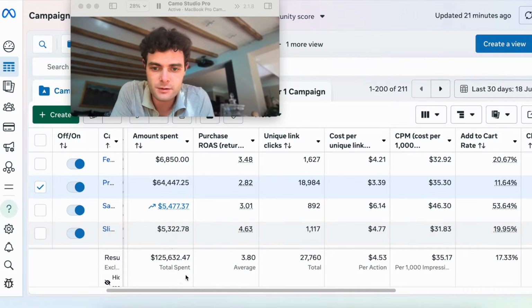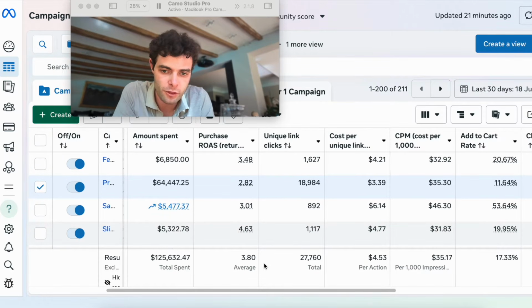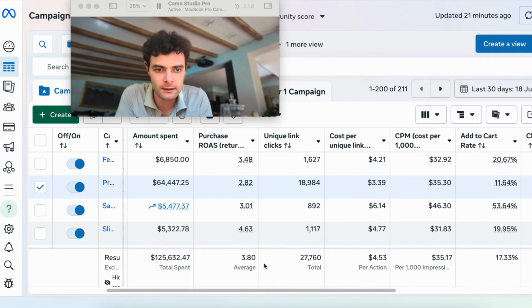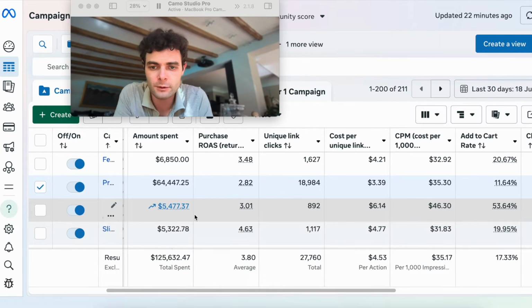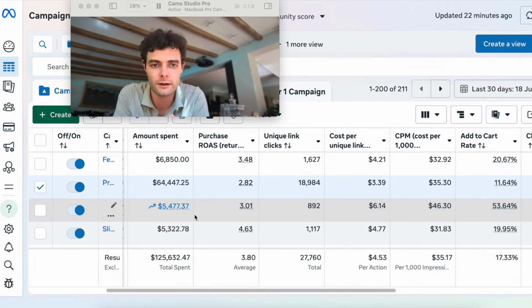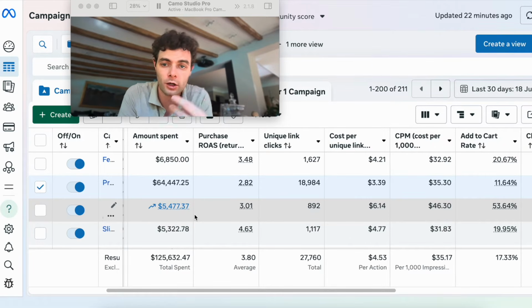So let's go over this example of this client. In the last 30 days, we spent over $125,000 with a 3.8x return. So not a huge ad spend, but in this scenario, we're scaling and we're doing our best for this client. Regardless of the spend, the way that we're structuring this is with a 3-2-2 strategy. Essentially, we have an account. Each campaign is divided by product or country.